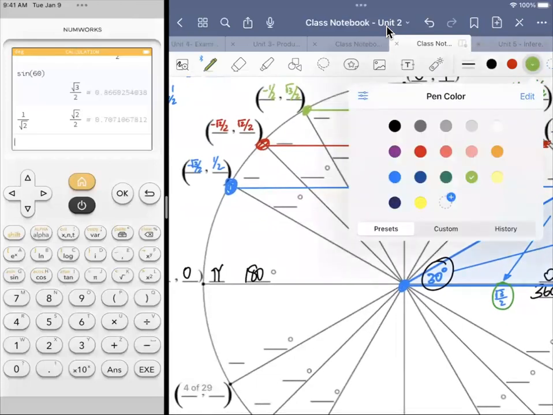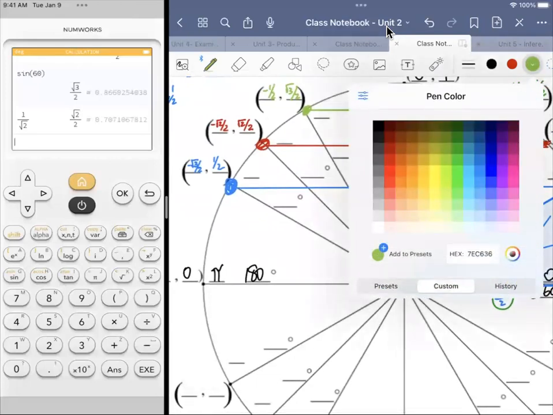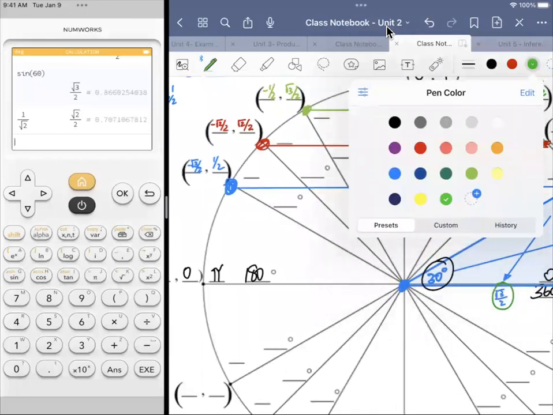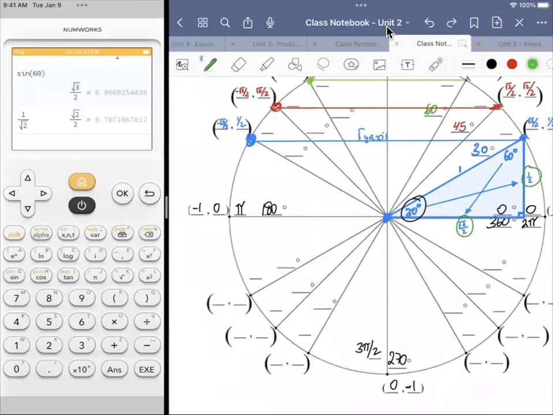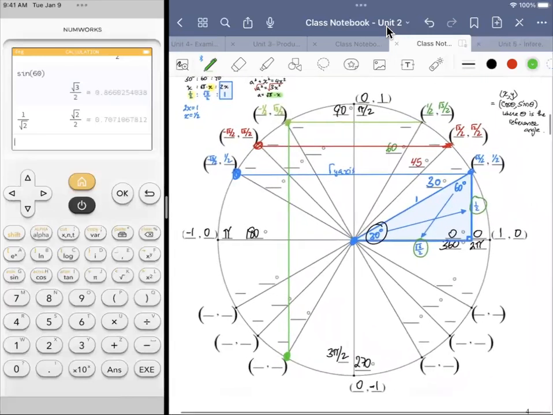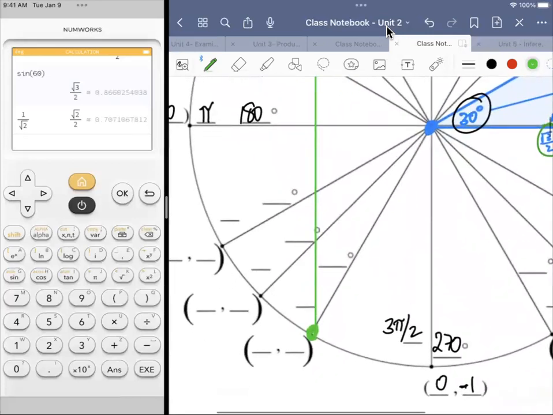I've got to find the right green here. I think it was that one. Add to preset. All right, so if I take this point and shoot it on down the line here, that's going to go to this location. By reflecting over the x-axis, we negate the y values and leave the x values alone. So this will be -1/2, -√3/2.